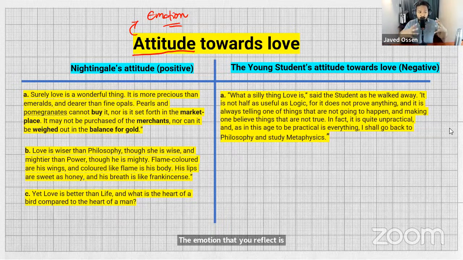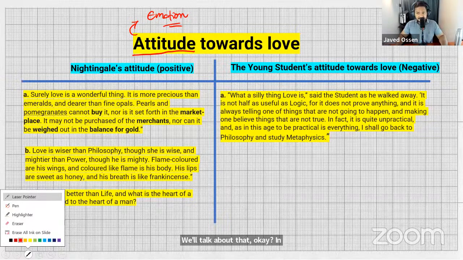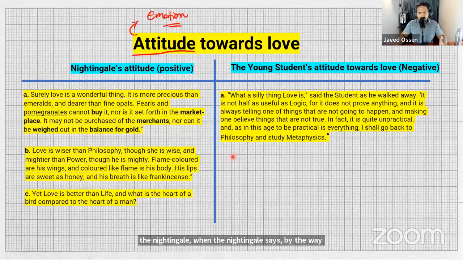So the attitude towards love varies from character to character in The Nightingale and the Rose. The Nightingale has a positive attitude towards love, while the young student in the ending of the prose has a negative attitude towards love. We'll talk about that, okay? Attitude is not always a bad thing. It can be a positive thing also, okay? Basically, you can show your positive attitudes or your negative attitudes. So for example, the Nightingale's attitude is positive.